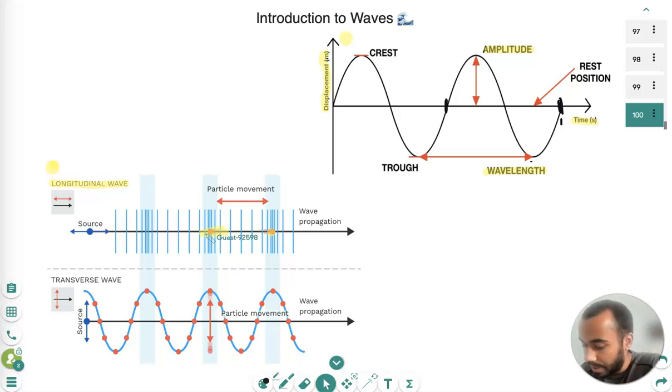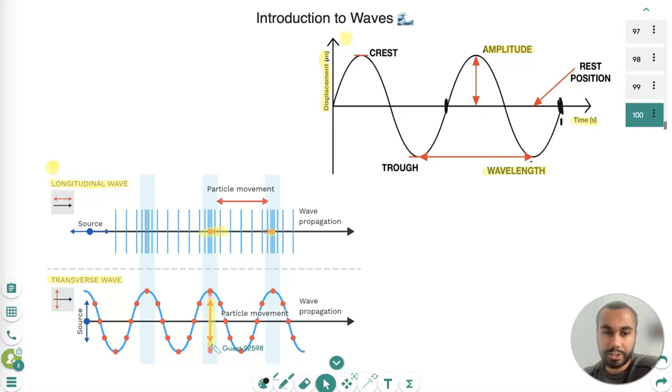For the transverse wave, we can see, if we look at this red arrow here, as the wave passes through, the particle moves up and down. The propagation is horizontal, but the particle motion is vertical. And that is what we mean by perpendicular. So this is a transverse wave, and this is the second type of wave.